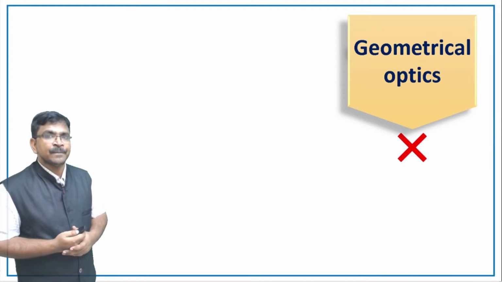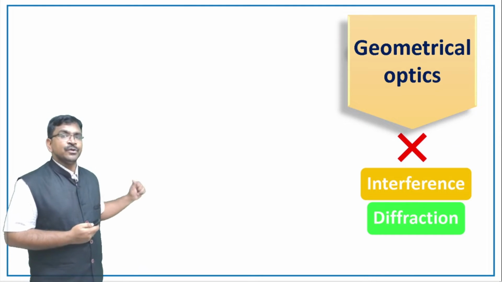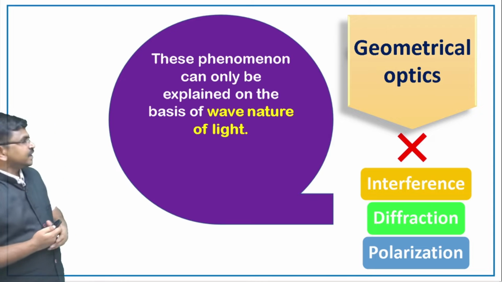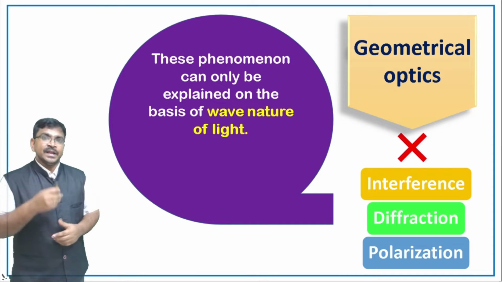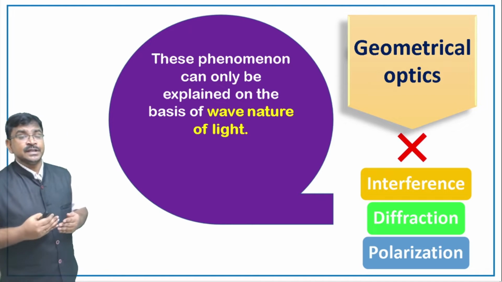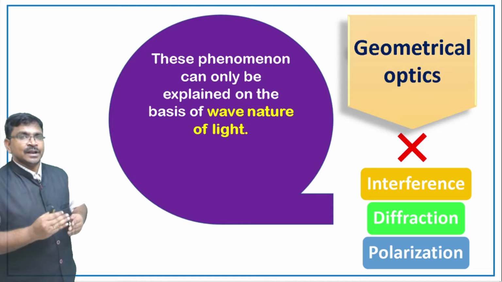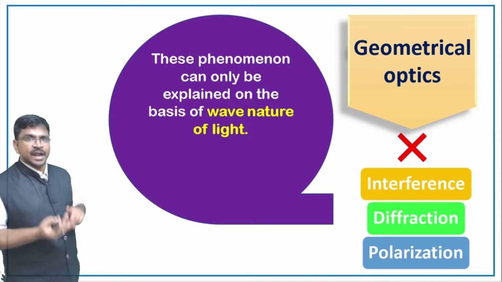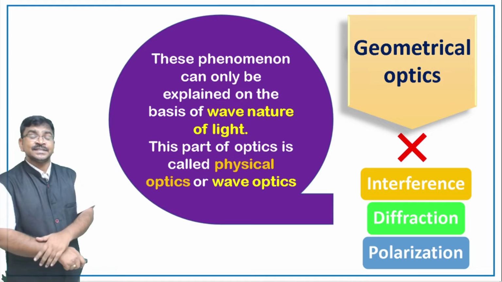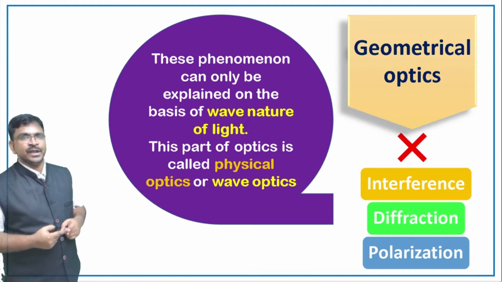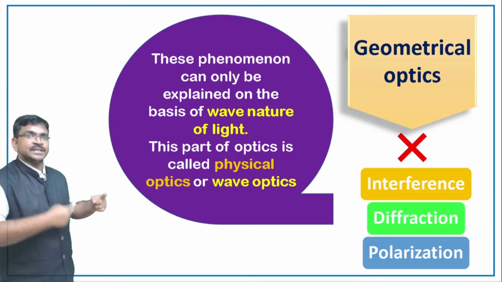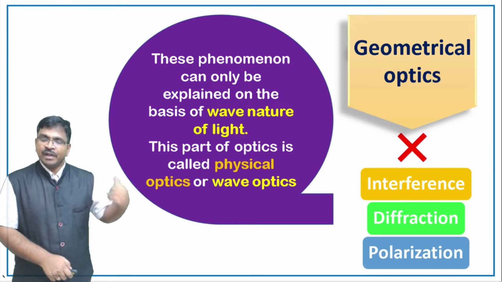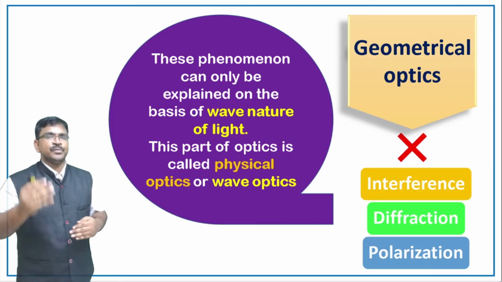What are those three phenomena? Interference, diffraction and polarization. These three phenomena can be successfully discussed by considering light as a wave, and that is successful due to the nature of light: light has both particle nature and wave nature. The study of light by considering it as a wave is called a special branch in optics, that is wave optics. Another name for wave optics is physical optics.